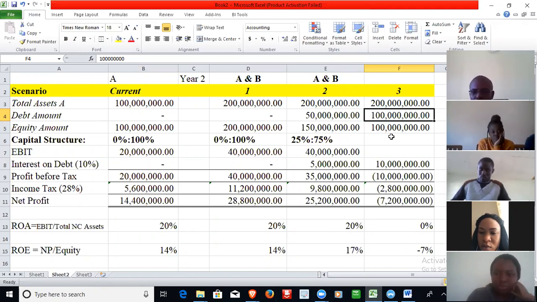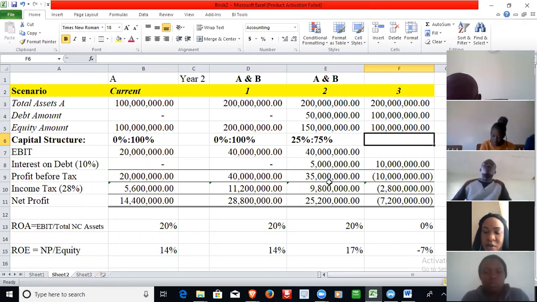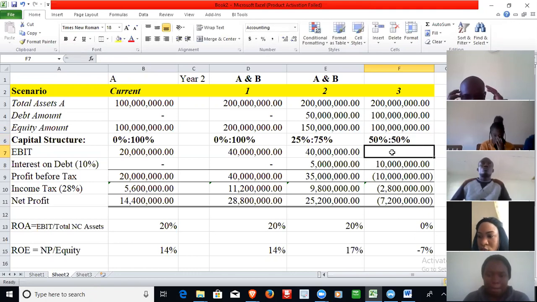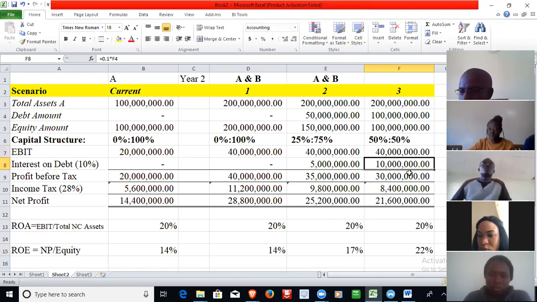Therefore, what will be our capital structure in this instance? 50% to 50%. Are you together? Then we want to see what will happen to our return on assets. Are they going to increase? What will happen to return on equity? Our EBIT will be how much? It will not change, 40 million.